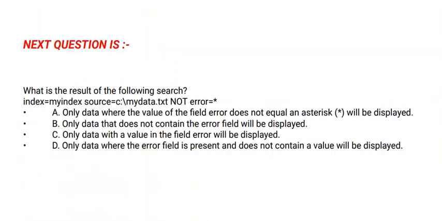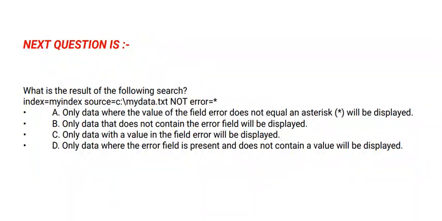Next question is, what is the result of the following search? index equals my index, source equals C:/mydata.txt, NOT error equals star. Options are, option A, only data where the value of the field error does not equal an asterisk star will be displayed.